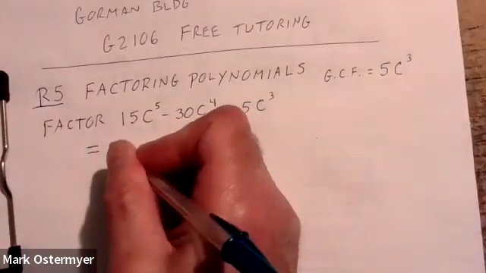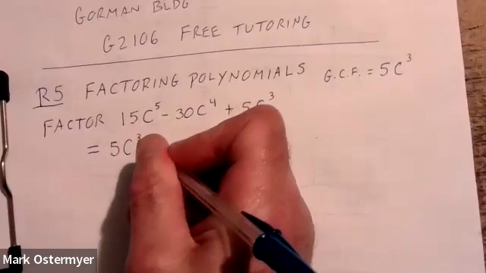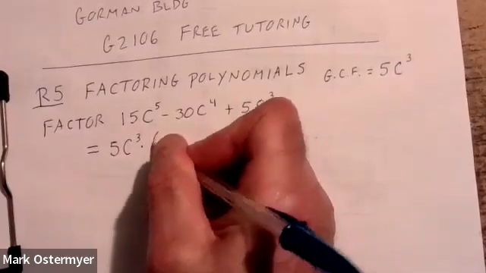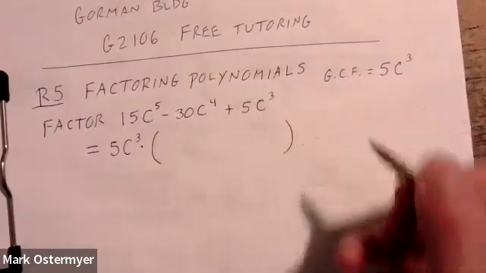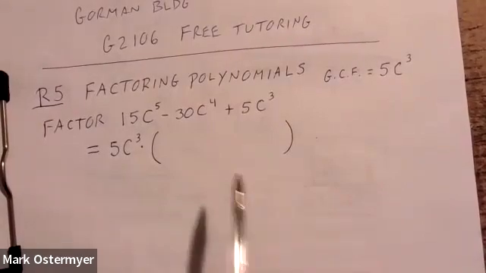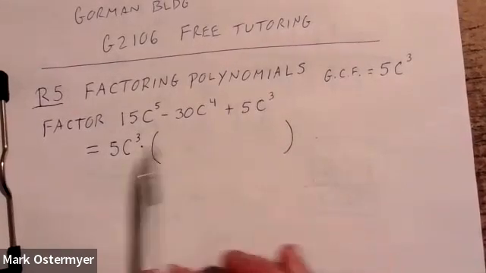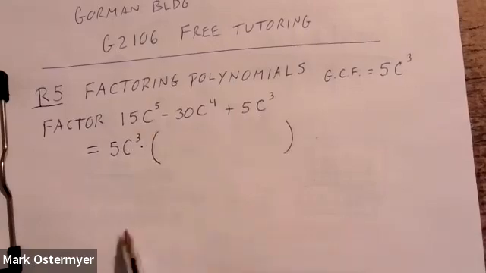So on the next line of my paper, I'm going to put an equal sign. I'm going to then acknowledge my greatest common factor that I'm going to factor out of all 3 terms, times, and then I'm going to put a set of parentheses here. And now I need to ask myself, what do I leave behind inside the parentheses after I factor 5c cubed out of all these terms?